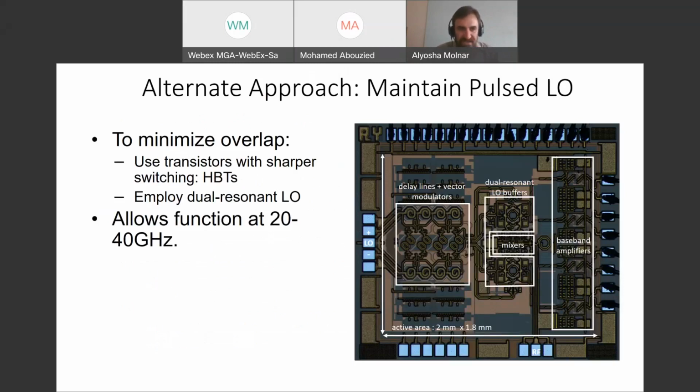And so we had two insights for this. The first is to recognize that actually, from a maintaining good switching perspective, HBTs are better than CMOS. And so if we can make HBTs work, we would have a better sampling waveform. And the second is a trick we call a dual resonant LO, which I'll explain in a moment.